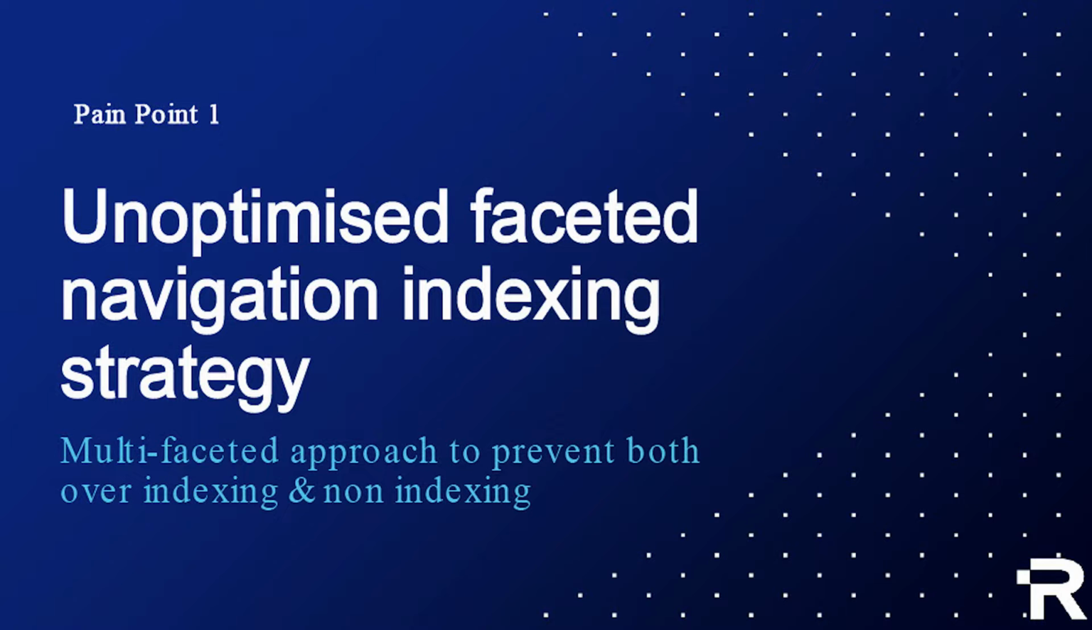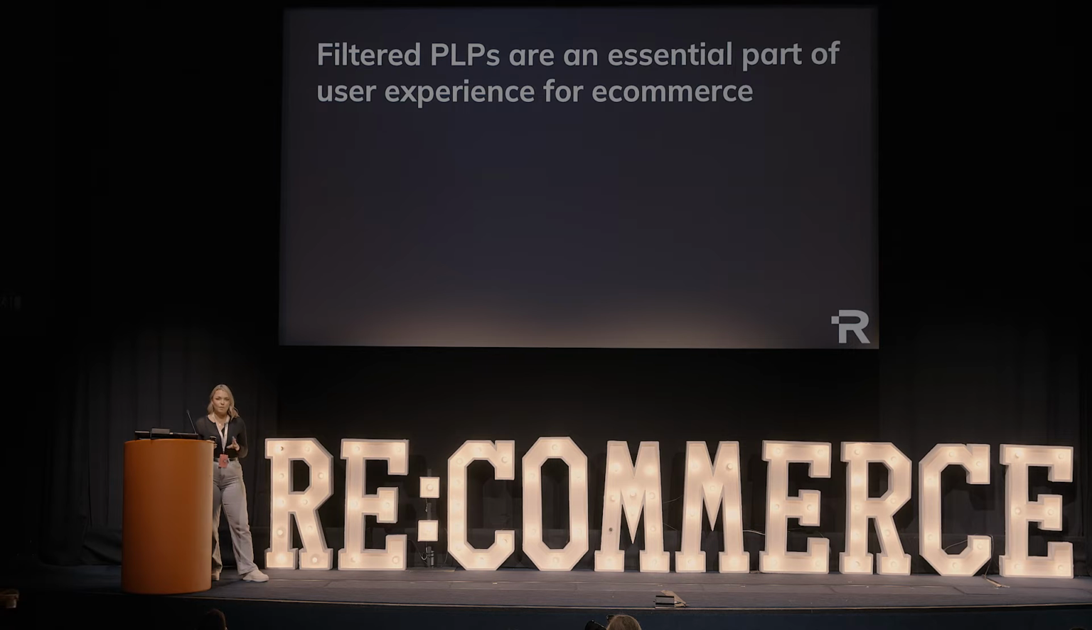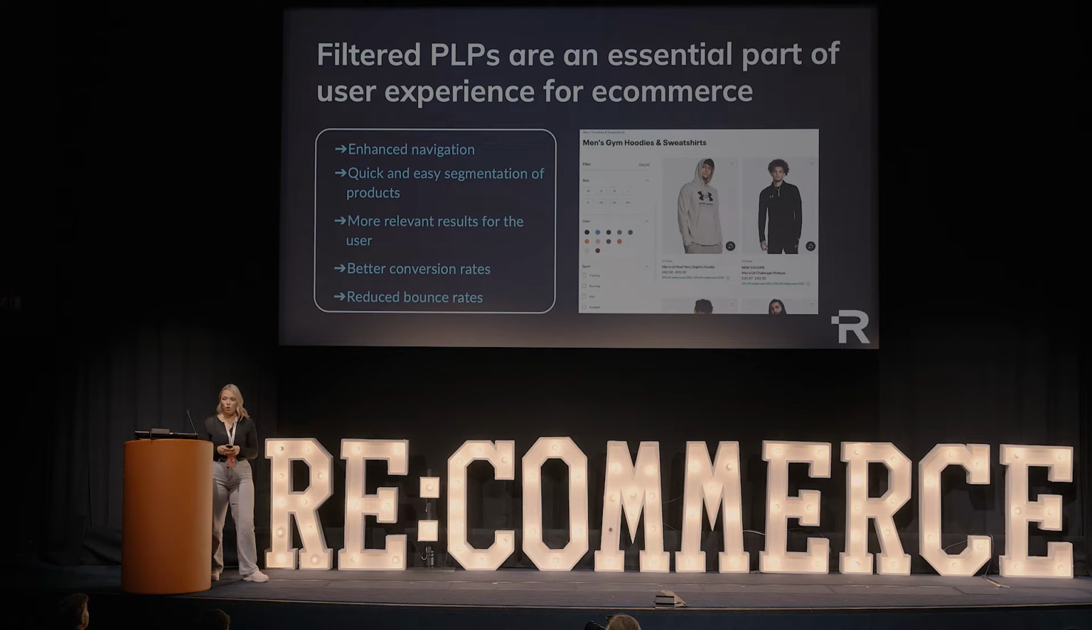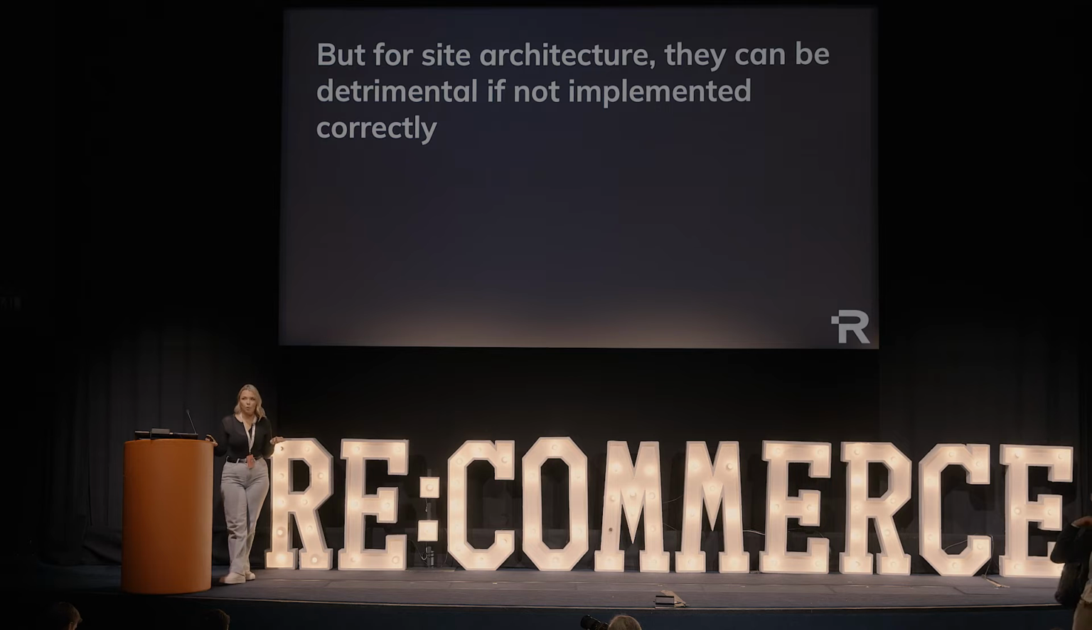So straight into the first one, which is an unoptimized faceted navigation indexing strategy. So we all know filtered PLPs are a really important part of e-commerce, particularly for user experience, for many, many reasons. These are just a few of them. So enhanced navigation, really quick and easy segmenting of your products, all those good things that are going to lead to better conversion rates, essentially. But for site architecture, and I've put the word detrimental here, which is perhaps a little bit extreme, they can be very harmful for your site health if they're not done well.